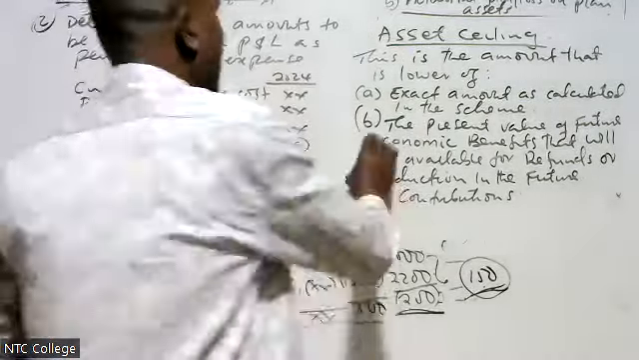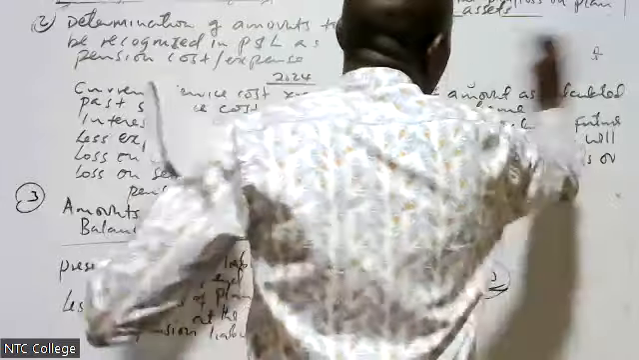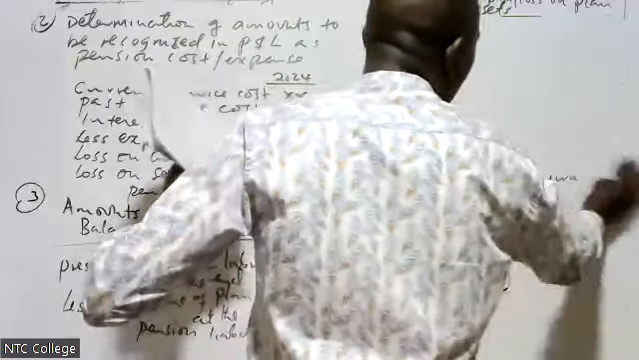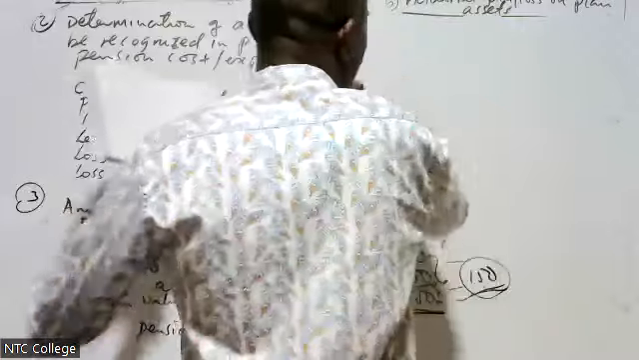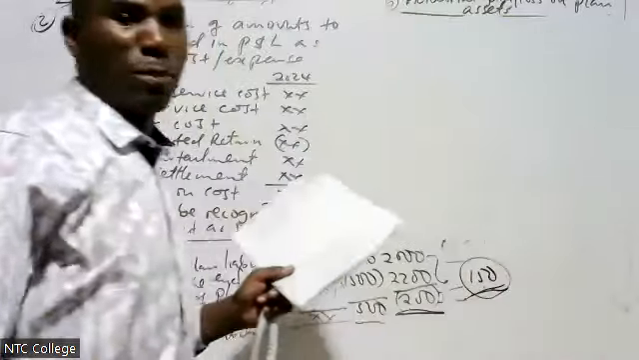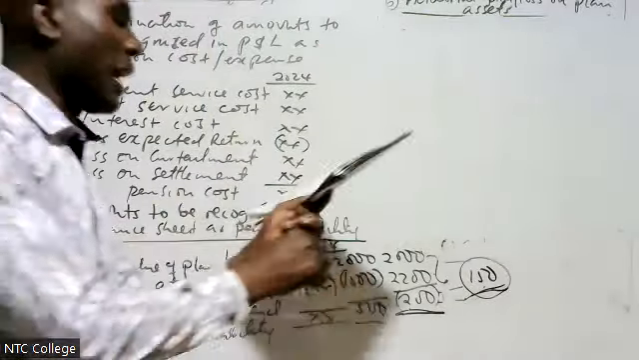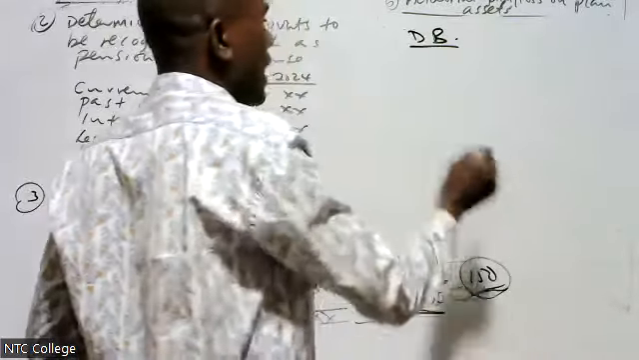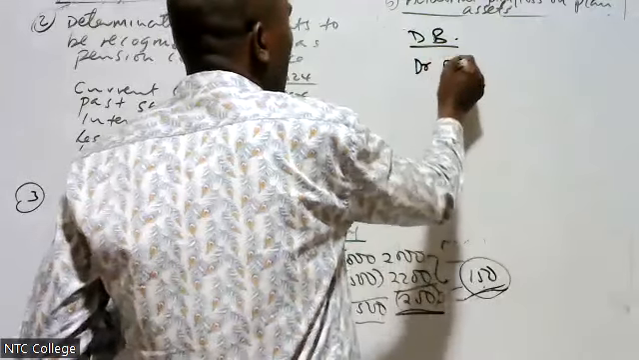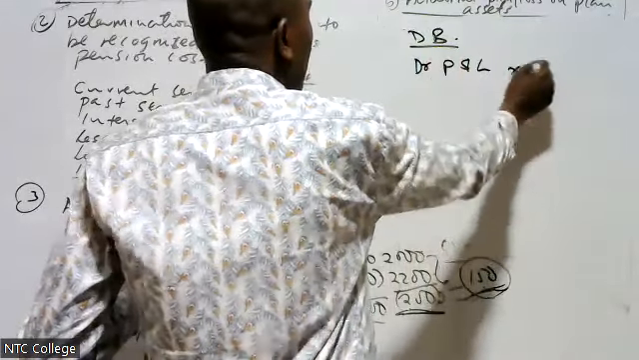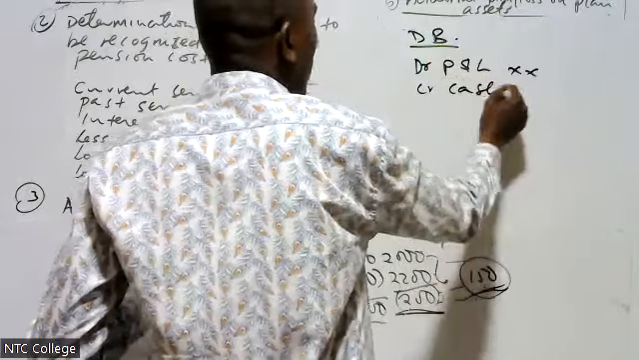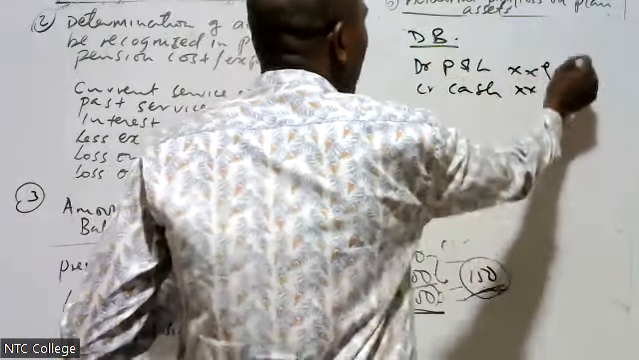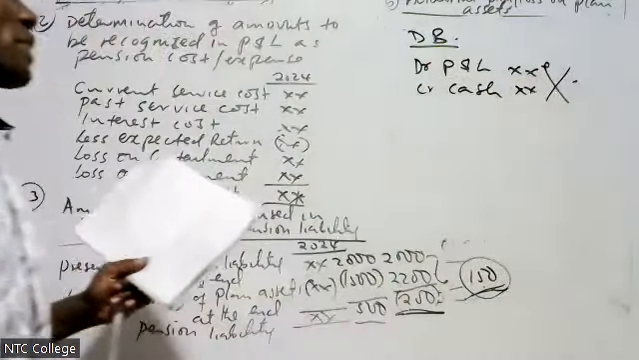Now remember, under a DB scheme, you are not required to expense the contribution. I already explained that. Under a DB scheme, you are not required to debit P&L with the contribution and credit cash. You are not required to do this. This is wrong under a DB scheme.